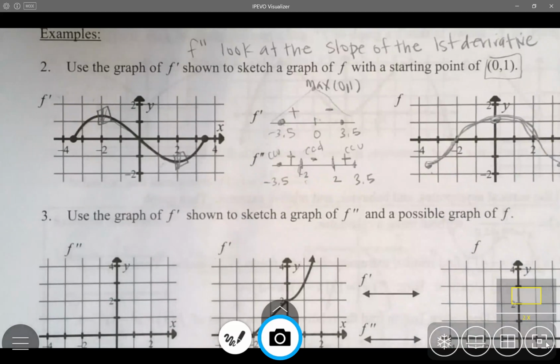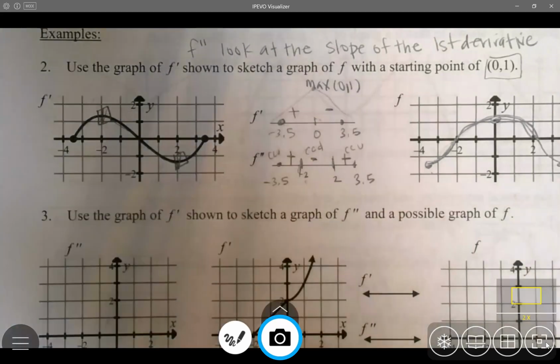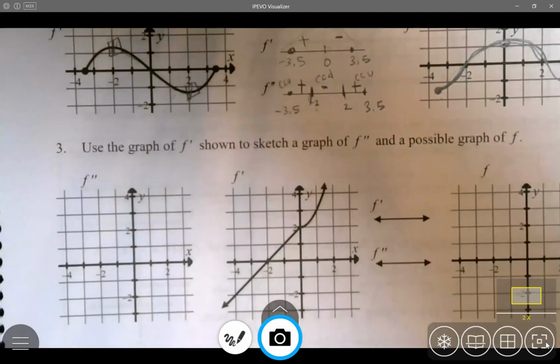Okay? So I knew that from -3.5 to 0, it's increasing. And from 0 to 3.5, it's decreasing. And I knew there was a max at (0, 1). Okay. All right, let's do the next one, example 3.